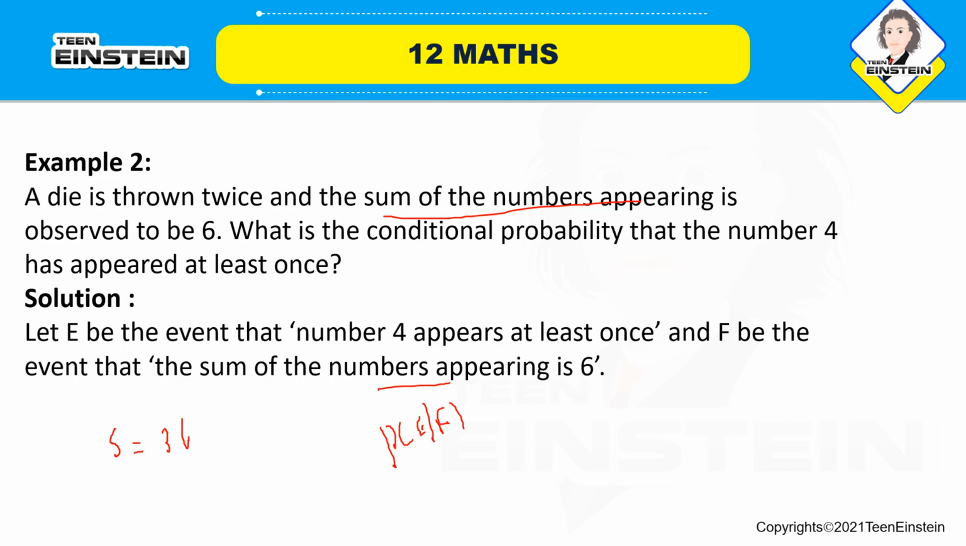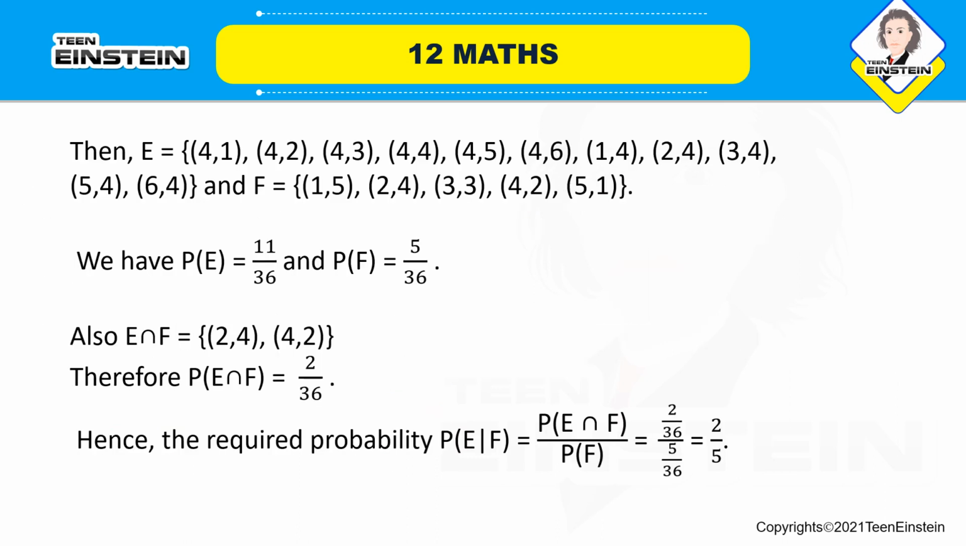Next we have to write what is the event E and what is the event F. What is E? E is the event of getting number 4 at least once. At least once means it can be more than 1.